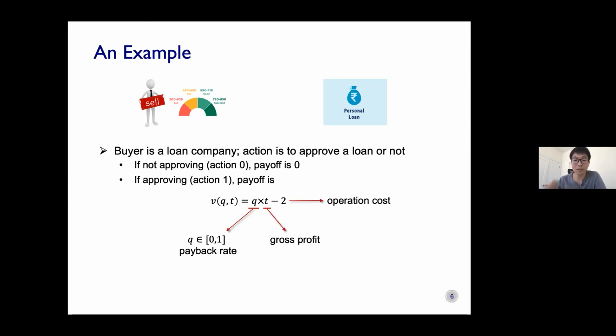where you can interpret Q as a payback rate that depends on the credit history of this user. And T is the gross profit from this particular user he's lending to. That's private information to the loan company, because it depends on the interest rate and how much money he lent to the user. And you can think of 2 as the operation cost. Towards the end of this talk, we're going to see what an optimal mechanism for selling information to this loan company looks like.